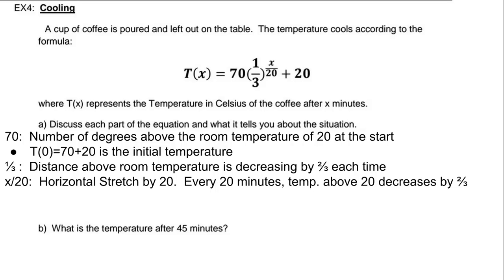The x over 20 means you have a horizontal stretch by 20. So every 20 minutes, the temperature above decreases by 2/3. So the temperature above the room temp of 20 decreases by 2/3.